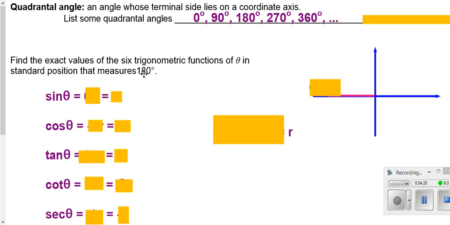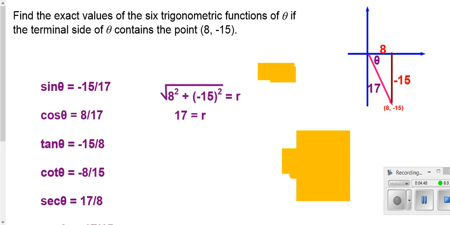So let's take a look at this one here. 180 degrees is over here. At some point where the x-coordinate's negative, the y-coordinate's 0. Now, it doesn't work to form a triangle here because there's no triangle formed. So SOHCAHTOA doesn't work. So we need to go back and use that definition. Now, we also need to figure out r. According to our definition, you take the x-coordinate squared plus the y-coordinate squared, and it has to be positive.